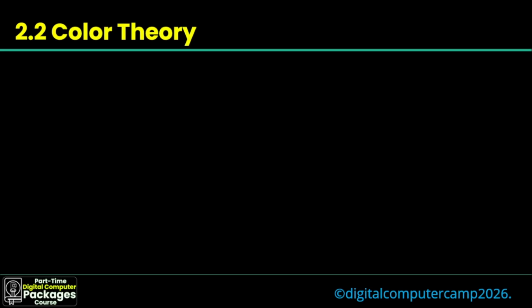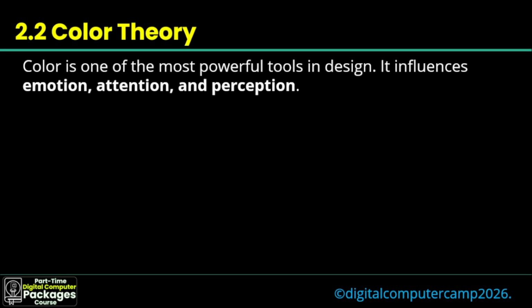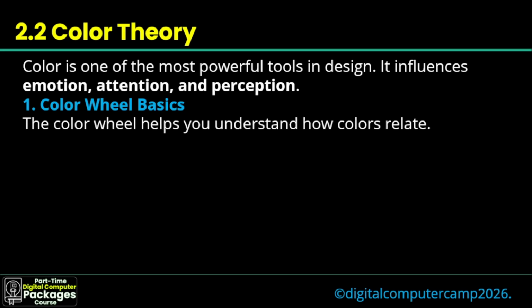Now let's talk about color theory. I'm moving very fast. These are theoretical knowledge about graphic design that we need to understand. Color is one of the most powerful tools in design. It influences, for example, emotion, attention, and perception. Under color theory we have something called the color wheel basics. The color wheel helps you understand how colors relate.